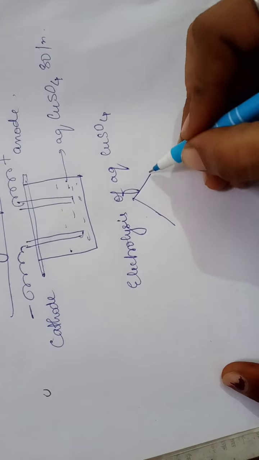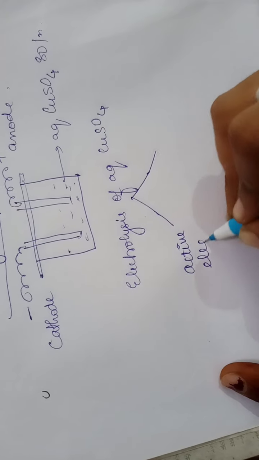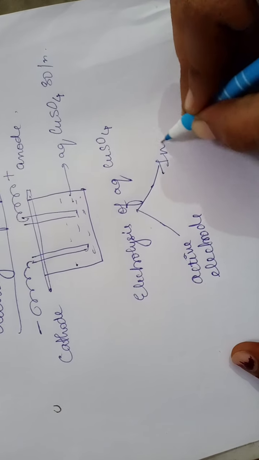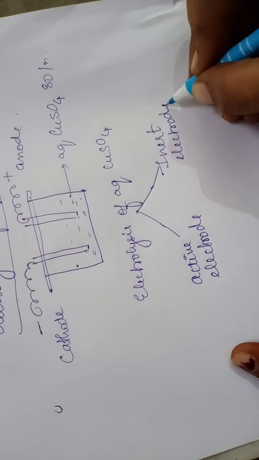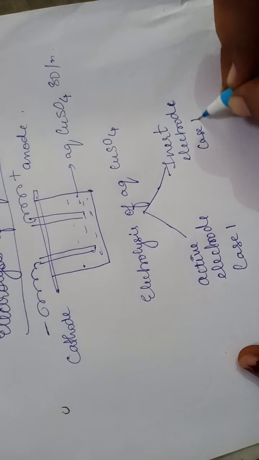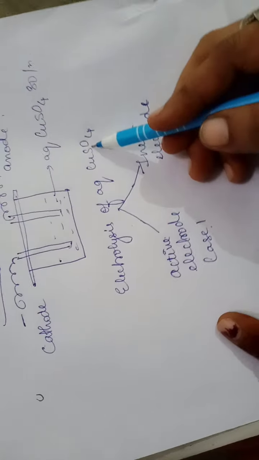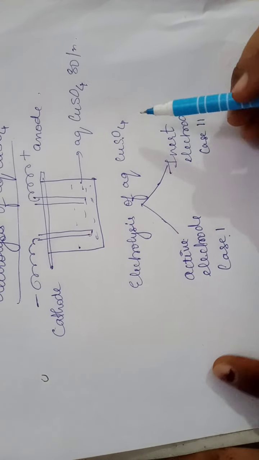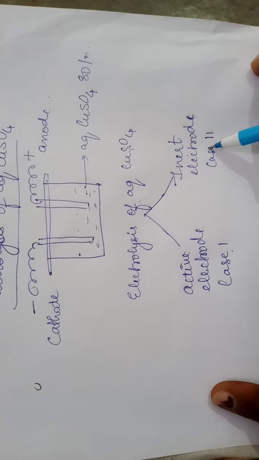In the first part we are using active electrode, and in the second part we are using what? Inert electrode. So we have to study the two cases. This is your case 1 and this is your case 2. In case 1 we will study the electrolysis of aqueous copper sulfate using active electrode, and in case 2 we will study the electrolysis of aqueous copper sulfate using the inert electrode.